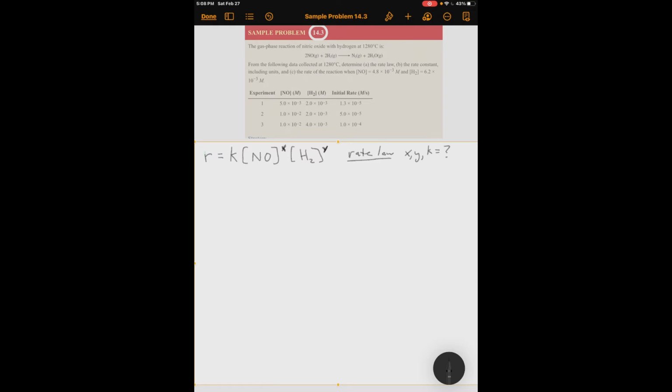So when they say find the rate law, really what they're trying to do is say, tell us what X is, tell us what Y is, and tell us what K is with units. All right? So here's one way to do it. It's the most standard method of analysis for this type of problem.